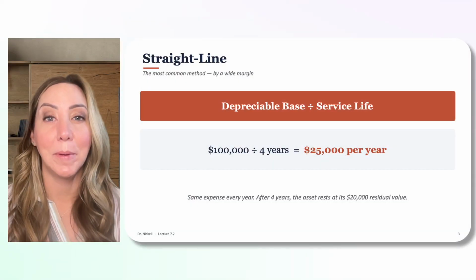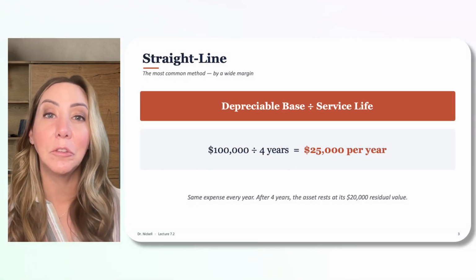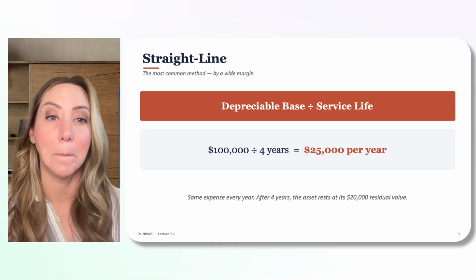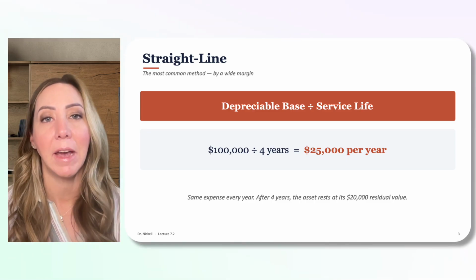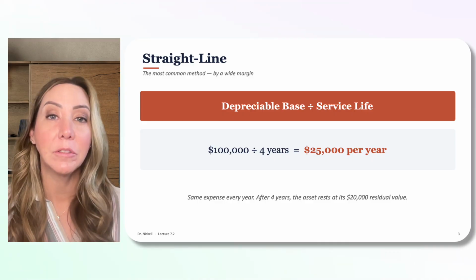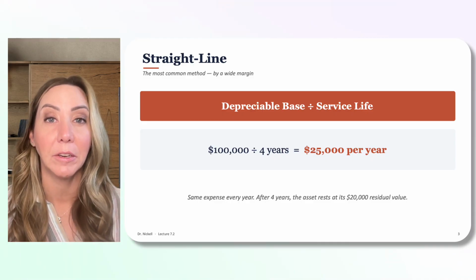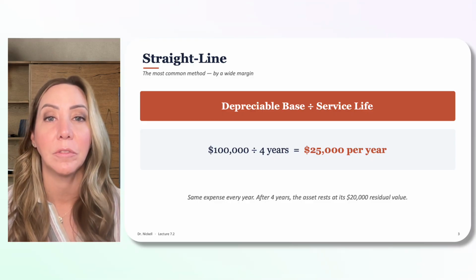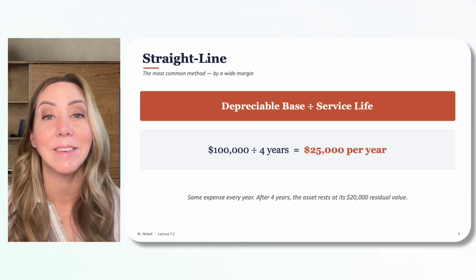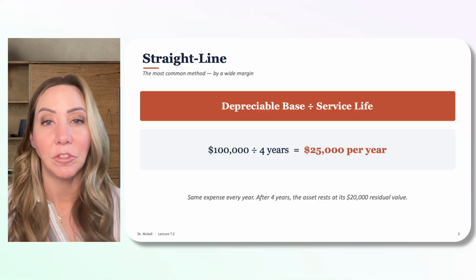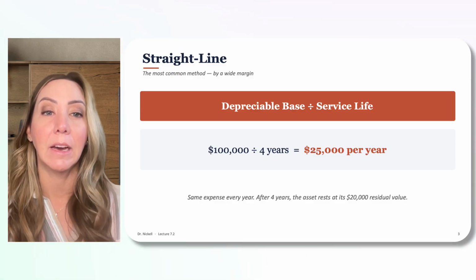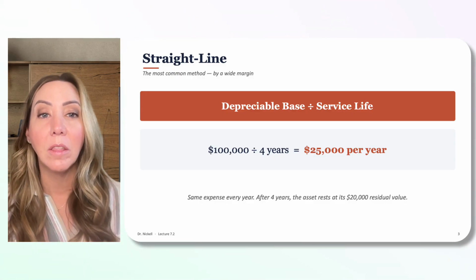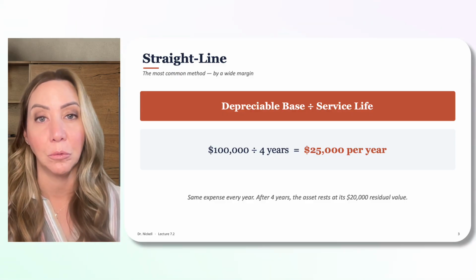Let's start with the most common method by far, straight line. Companies use it more than all the other methods combined because it's simple and it's intuitive. You take the depreciable base and divide it by the service life. So $100,000 in our example divided by 4 years equals $25,000 of depreciation expense recognized every single year. Same amount each year, a straight line. After 4 years, we've expensed exactly $100,000 and the asset sits on the books at its $20,000 residual value.